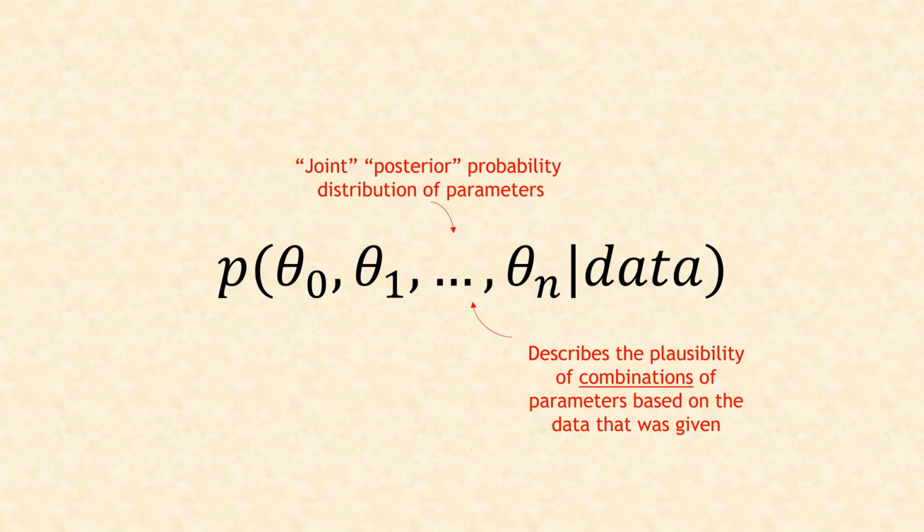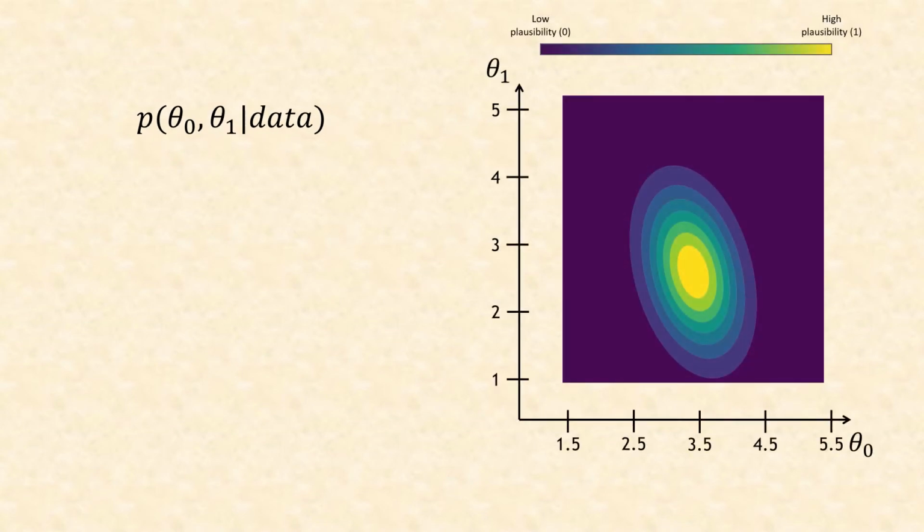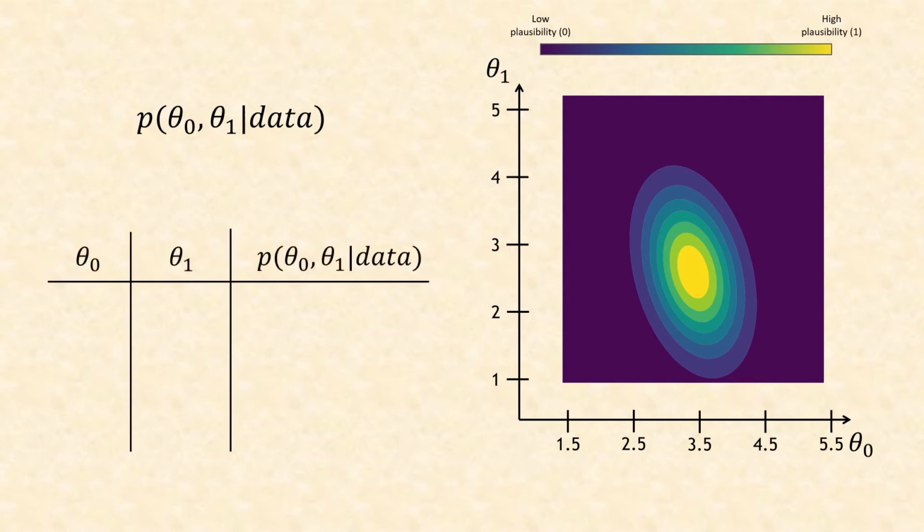Let's visualize the two-parameter posterior. Instead of a line, we have a surface that can be represented as a colored heat map. Lighter colors correspond to higher plausibility values. I can draw the same table visualization as I did previously, moving from coordinate to coordinate and mapping the values of the posterior as I go.